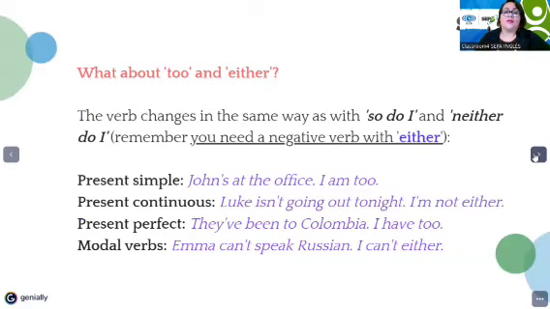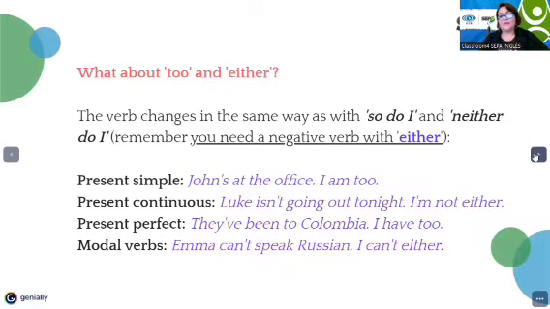What about too and either? The verb changes in the same way as with so do I and neither do I. Remember, you need a negative verb with either.